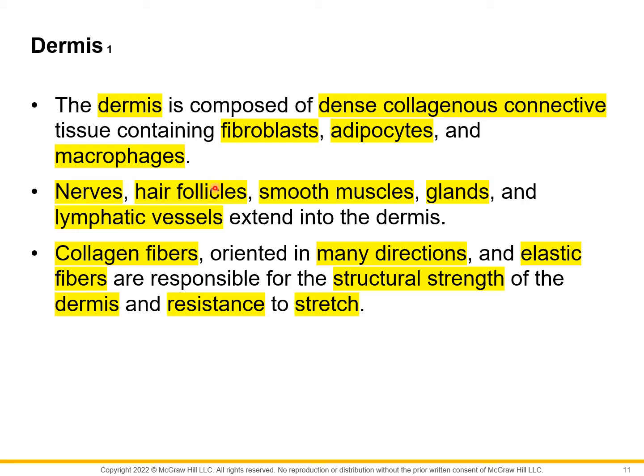Right? Dito sa dermis, pwede rin po tayo makahanap ng nerves, hair follicles, smooth muscles, glands, and lymphatic vessels. Alright? So, maraming composition, no? Maraming different structures na pwedeng makita within the dermis. Now, it also says here, in terms of the collagen fibers, they are oriented in many directions. So, wala daw pong specific na direction yung pagkakaayos ng mga collagen fibers.